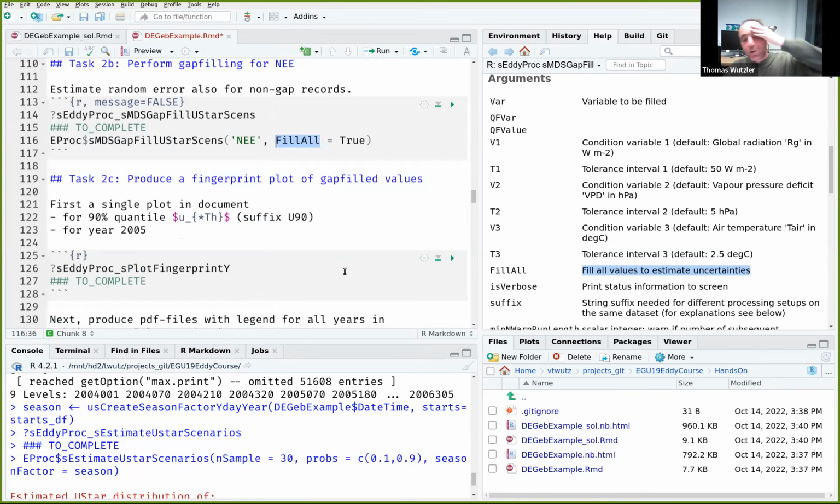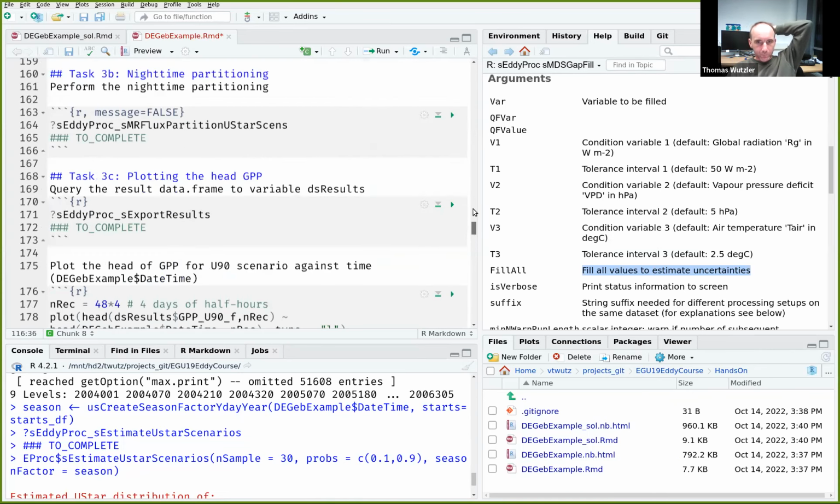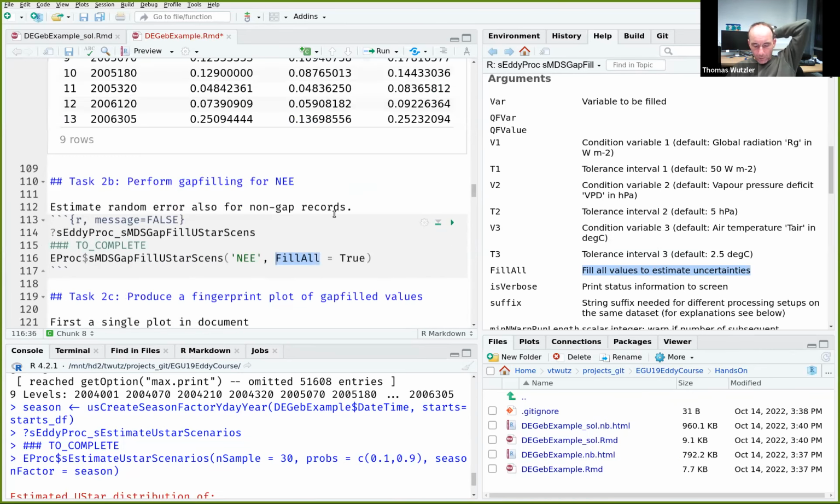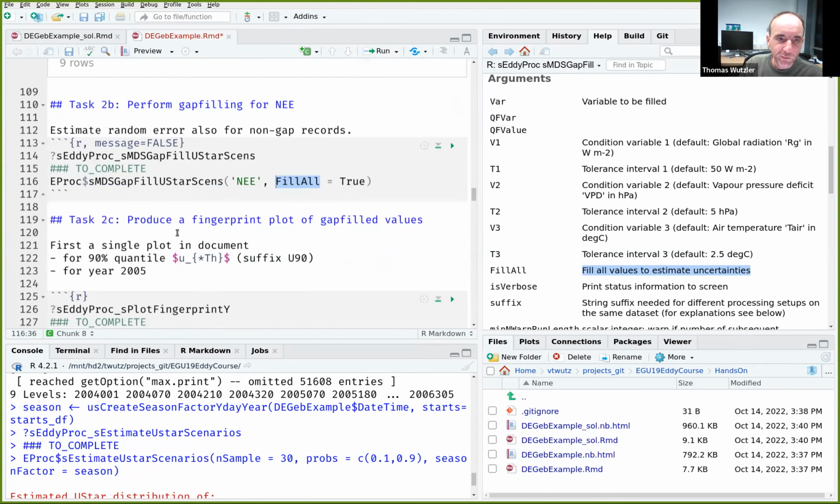Now, I don't want to go through all the exercise with you. There is also some uncertainty estimation and so on, but I didn't plan to finish this here. I just wanted to give you a feeling of REddyProc. And we can also follow along here, and I can also give you the solution to the exercise. I think we do just 10 more minutes, and then I post the link to the solution. Is this okay?